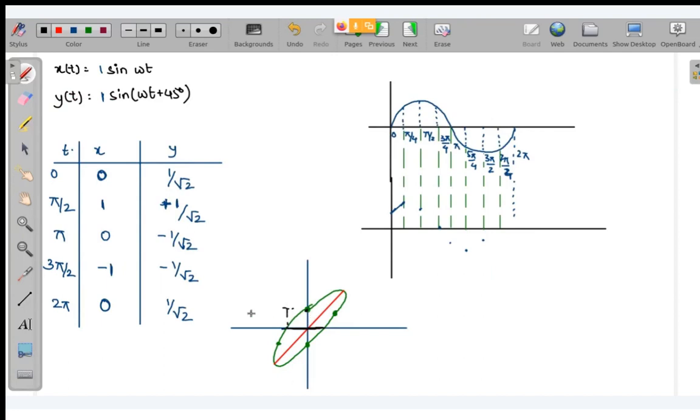This is 1 by root 2. This point will be 1, 1. Okay, maximum will be 1, 1. So if you even see from here, sine phi is equal to, over here, this point is 1 by root 2 divided by 1, because that is what I have taken, the ratio of this point to this point where this ellipse is intersecting the y-axis. So you can see phi comes out to be 45 degree.